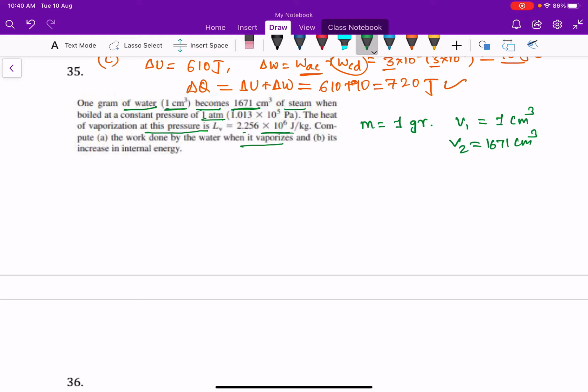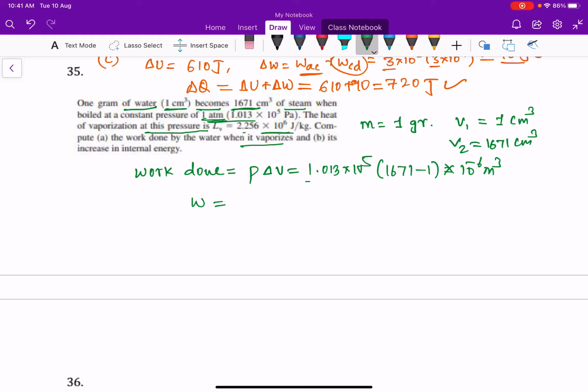What is the work done here? So at constant pressure we know work done is equal to P delta V. Pressure is how much? He has given 1 atmosphere, that is 1.013 into 10 to the power of 5 pascals, into change in volume. Change in volume is nothing but V2 minus V1 here. V2 is 1671 centimeter cube minus 1 centimeter cube. Here we need to convert centimeter cube into meter cube. So centimeter cube is nothing but 10 to the power of minus 6 meter cube. So by solving this you will get the answer for work done.